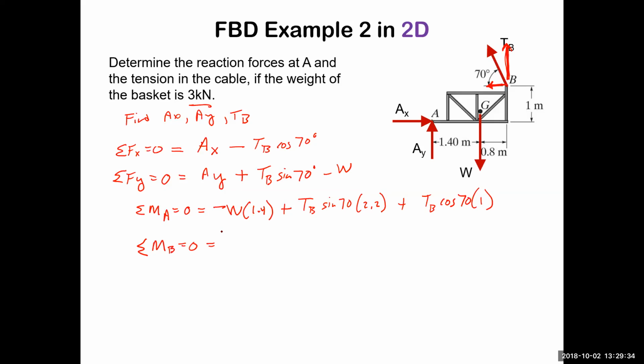Okay, let's just experiment. What would that look like? Trent, how about a moment about B? Wait, times 0.8, positive or negative? Yeah, I think it's positive. Yep. Okay. Aziz, another moment. AY times 2.2, positive or negative?